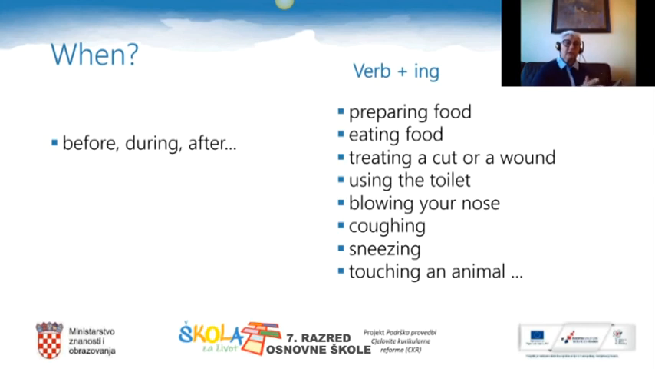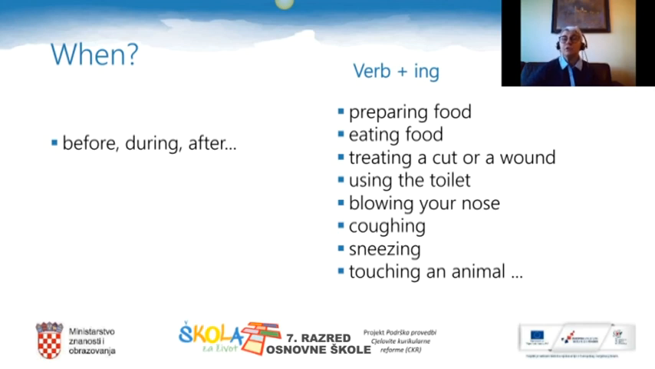I wash my hands when I prepare my food. You can say, I wash my hands before, during, after, and then you add ing to the verb that describes your activity. I prepare my food, after or before preparing my food. Eat, eating. Treating a cut that I have, treating. I use the toilet, using. I blow my nose, blowing.